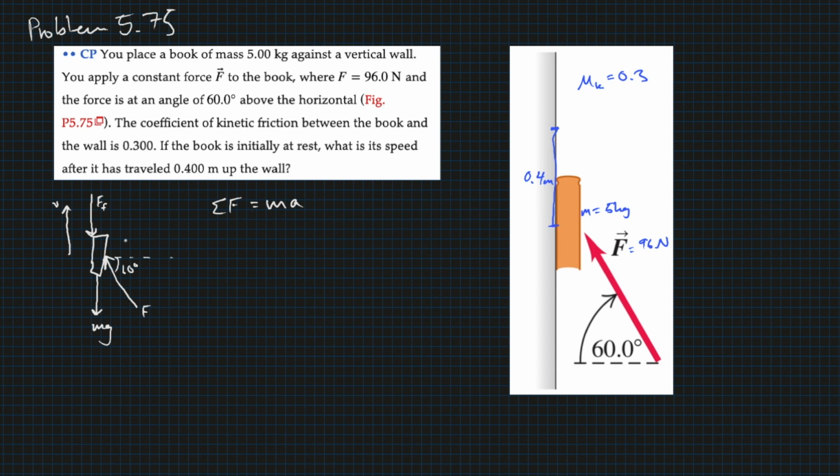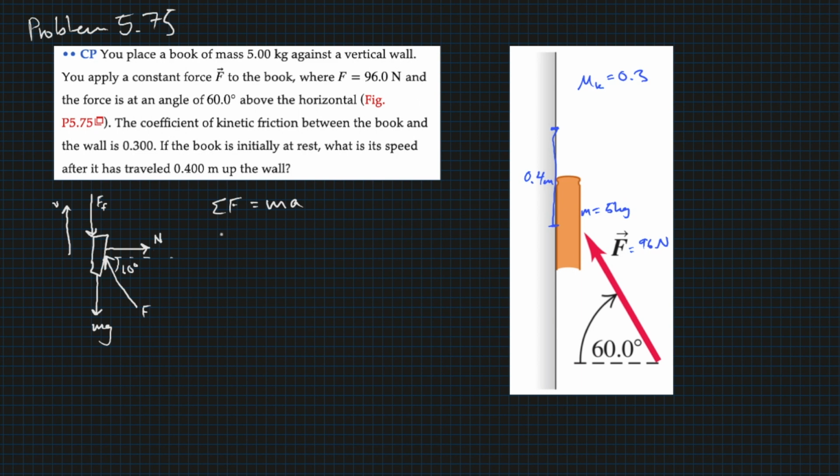And actually, I forgot one force here, and that is my normal force, which recall that the normal force is a reactive force to something being in contact with a surface. So in this case, that surface is the vertical wall, and so the normal force is going to be going off to the right like that.